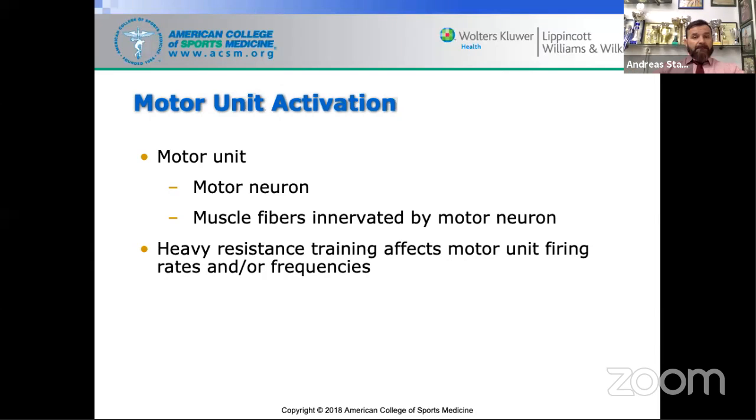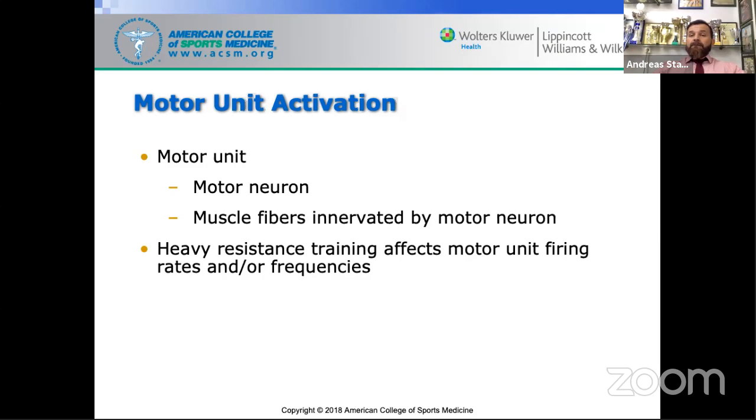Remember that. Another motor unit will innervate muscle fibers of a different type in the same muscle, but a motor unit innervates muscle fibers of the same type. That's what you should know at this point.